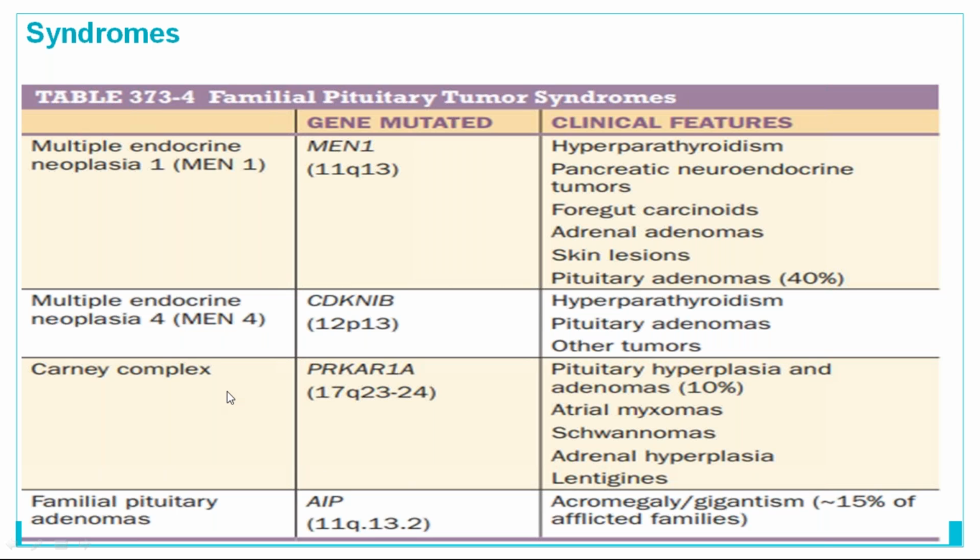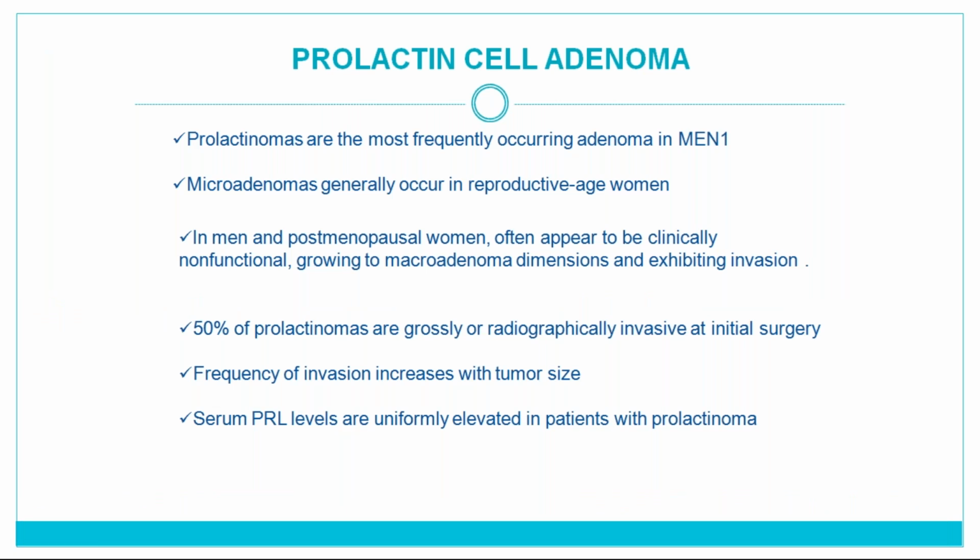And the other thing is familial pituitary adenomas. This is not so important. Okay. You just remember MEN 1 and Carney complex. These are associated with pituitary tumors. Okay. So first we will discuss hyperprolactinemia.